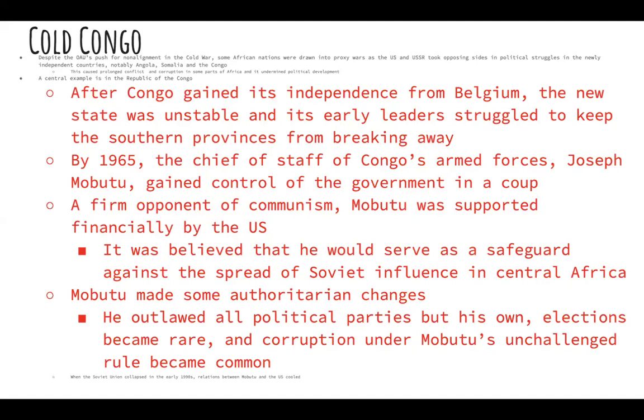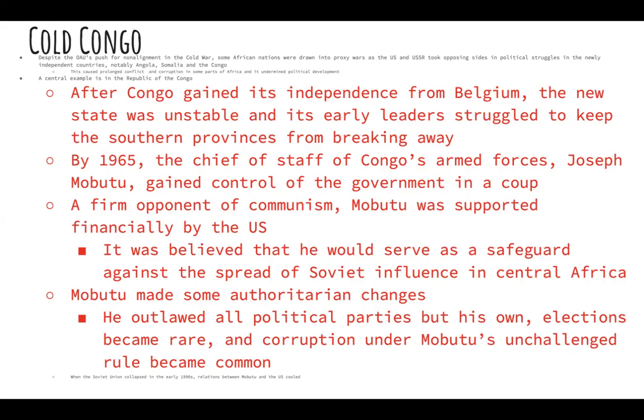Central example is the Republic of the Congo. After the Congo gained its independence from Belgium, the new state was unstable and its early leaders struggled to keep the southern provinces from breaking away. In 1965, the chief of staff of Congo's armed forces, Joseph Mobutu, gained control of the government in a coup. A firm opponent of communism, Mobutu was supported financially by the United States. It was believed that he would serve as a safeguard against the spread of Soviet influence in Central Africa.